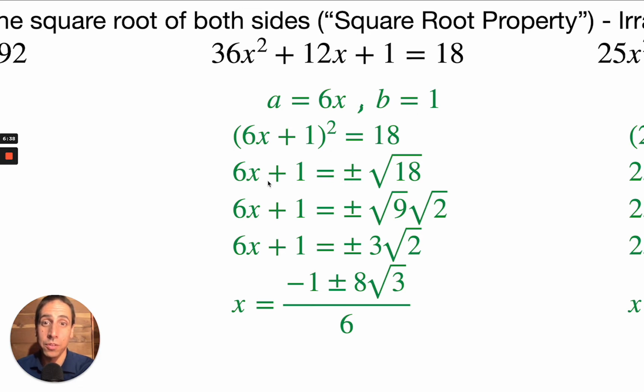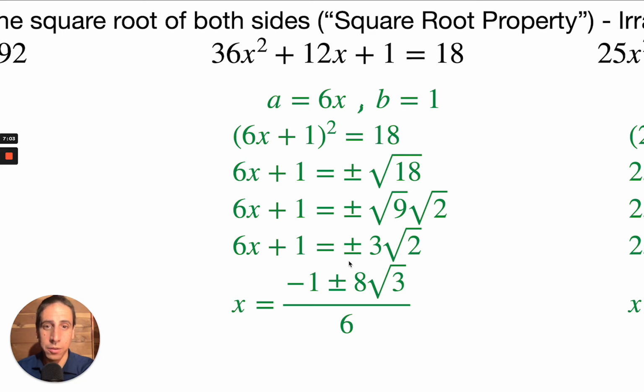Take the square root of both sides, you get 6x plus 1 is equal to plus or minus the square root of 18. And now for the square root of 18, we have to check to see if there are perfect square factors to simplify the radical. And there are. 9 times 2 is 18. 9 is a perfect square. You can take that perfect square, you get 3. And so this becomes plus or minus 3 root 2.